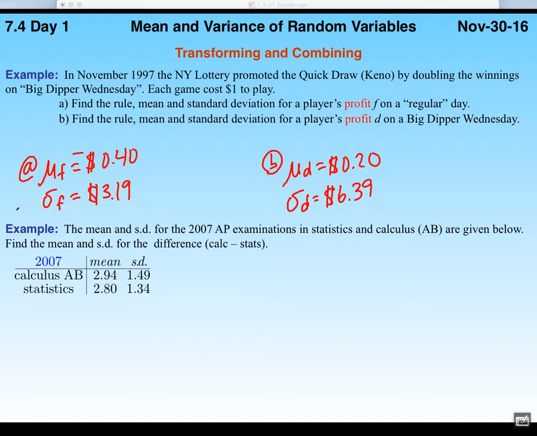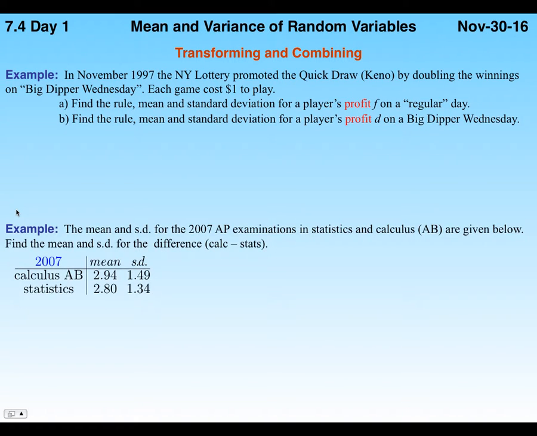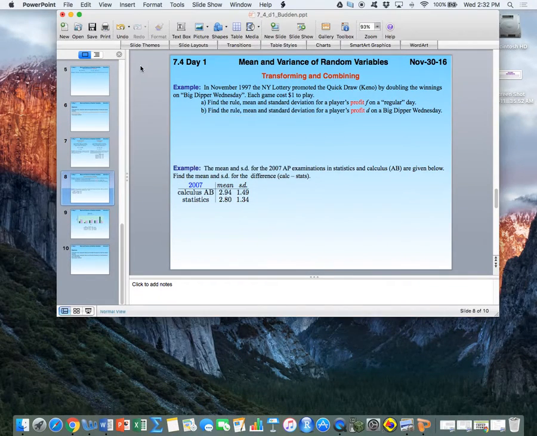So that the mean for Big Dipper Wednesday is positive. Yeah, that's so important. So on a regular day, you're expected to lose. You're expected to lose 40 cents on average for every game that you play. On Big Dipper Wednesday, you're expected to win. Okay, so this is why I think it's really interesting. You guys are laughing until you hear what I have to tell you.